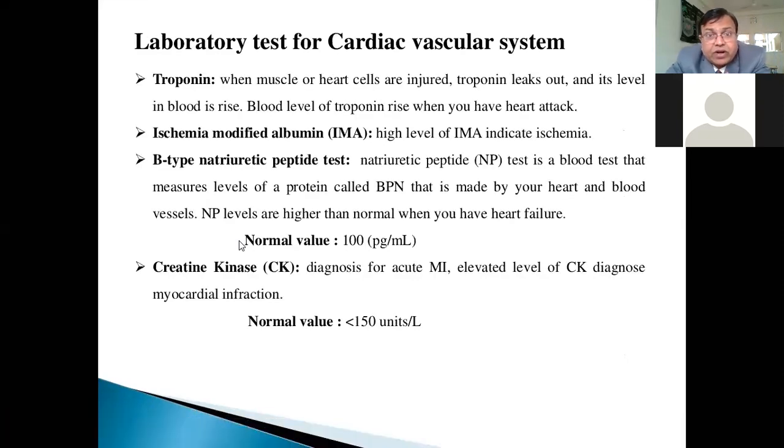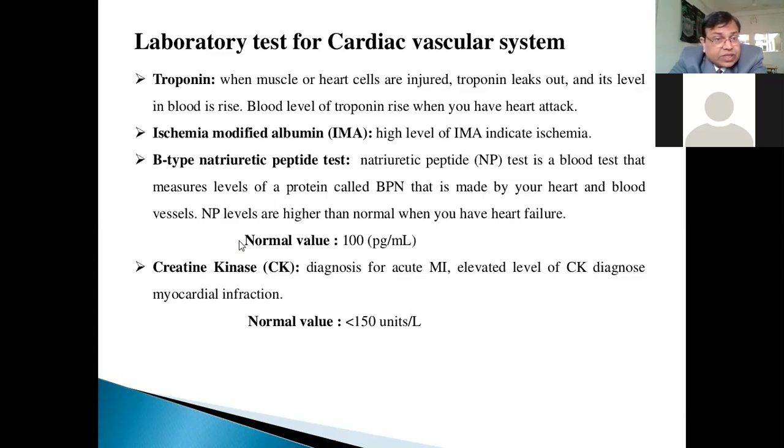Laboratory tests for the cardiovascular system. First is troponin. When the muscles or the heart cells are injured, troponin leaks out and its level in the blood rises. The blood level of troponin rises when you are suffering from a heart attack.